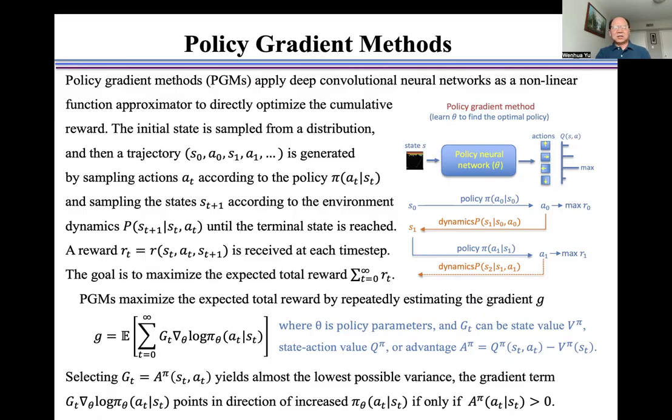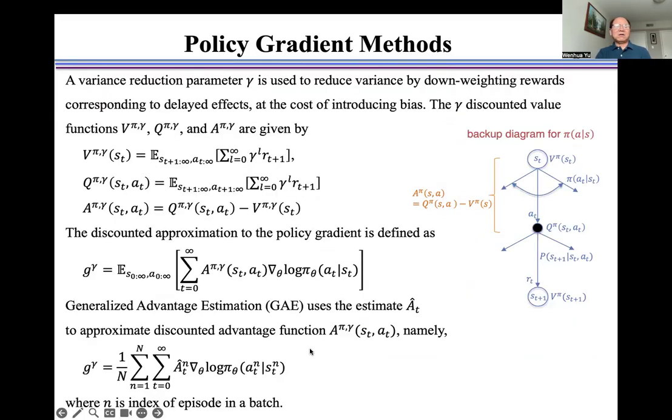Selecting the advantage A yields almost the lowest possible variance. The gradient term points in the direction of increased pi theta if and only if the advantage is larger than 0. A variance reduction parameter gamma is used to reduce the variance by downweighting rewards according to the delay effects, at the cost of introducing bias.